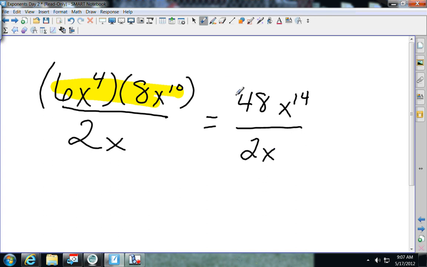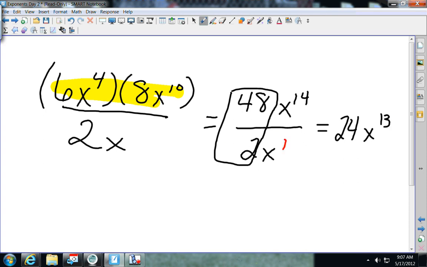Well, 6 times 8 is 48. Add the exponents, which is 4 plus 10 is 14. Bring this bottom part over here. Now, divide right here. It should be 24 x to the 13th because there is a 1 here, and 14 minus 1 is 13.